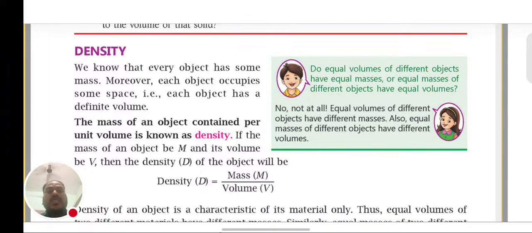So what is density? The mass of an object contained per unit volume is known as density. What is the formula of density? Density equals mass upon volume. We denote density with capital letter D, mass with capital letter M, and volume with capital letter V.